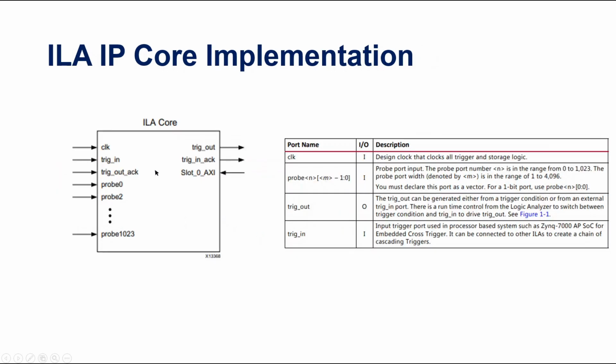Next is the ILA, the integrated logic analyzer. This is used for viewing the signal in Vivado itself, that is, the live waveform from the Xilinx FPGA. It has two modes, one is native mode and another is AXI mode. AXI means Advanced eXtensible Interface protocol mode. You can use both modes, and it has I/O ports. The description is given here, taken from the Xilinx reference manual. You can follow it for details.